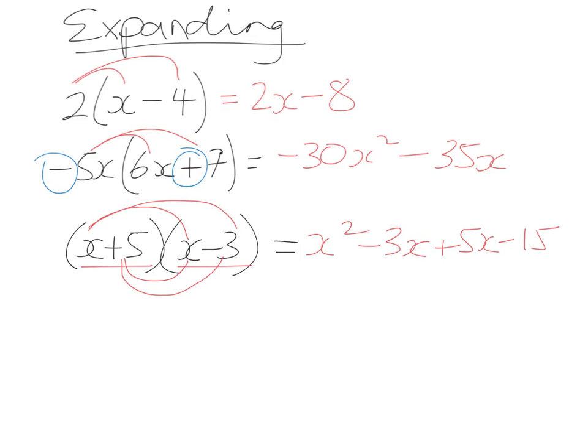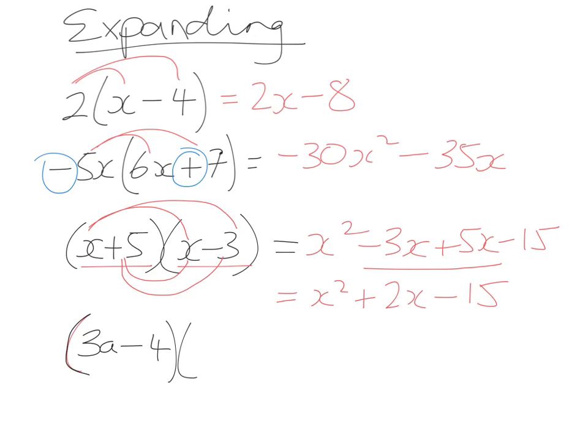Then we're going to collect the like terms, which are both our x's. So we've got x squared minus 3 plus 5 is positive 2x. Take away 15. Alright. Another one's maybe similar to that. Could be 3a minus 4, 4a minus 5. Pretty similar.